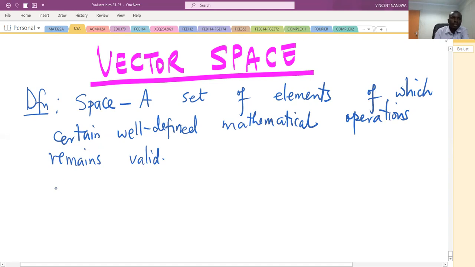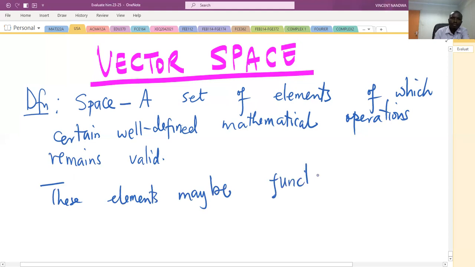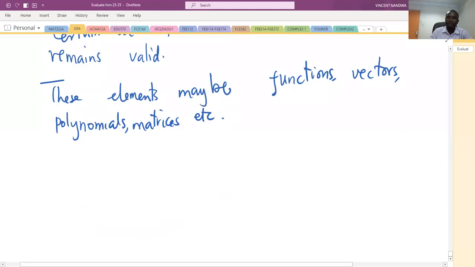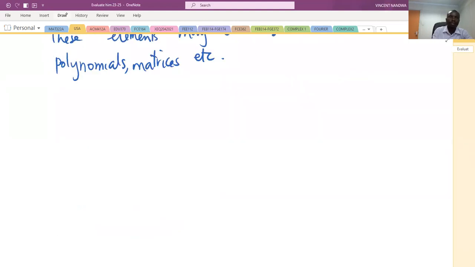And then these elements may be functions, vectors, polynomials, matrices, etc. So that's what we call a space. And therefore, once we understand the definition of a space, then we can now define a vector space.